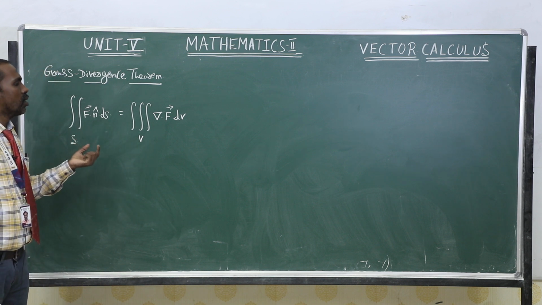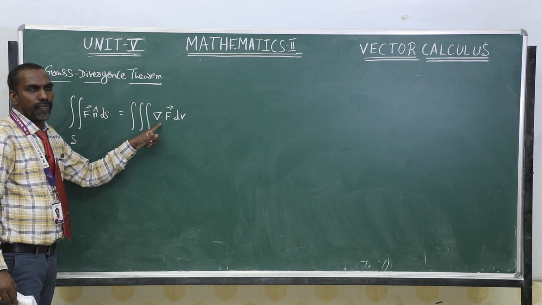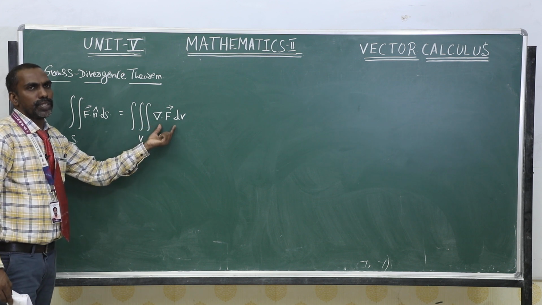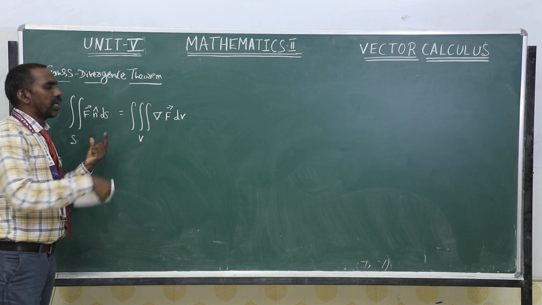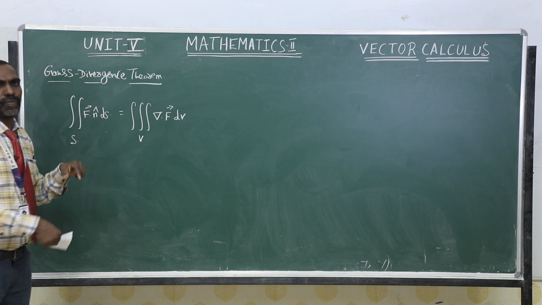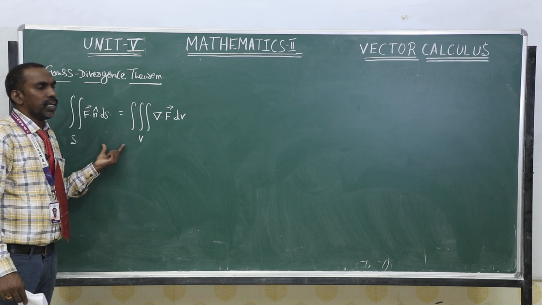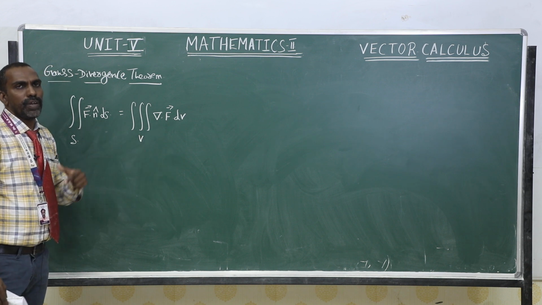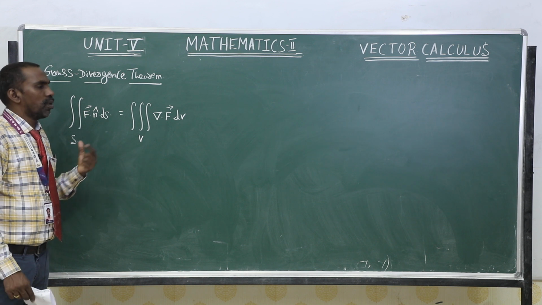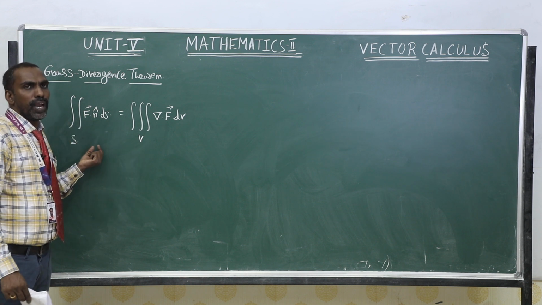We have to find out del dot f vector, which is actually the divergence of the f vector. We have to find this on the right hand side. But on the left hand side, you have to find the surface of the given cube or cuboid, that is, the surface area. Here you have to find out the volume integral of the given vector function. If you want to prove it, you have to show LHS equals RHS.